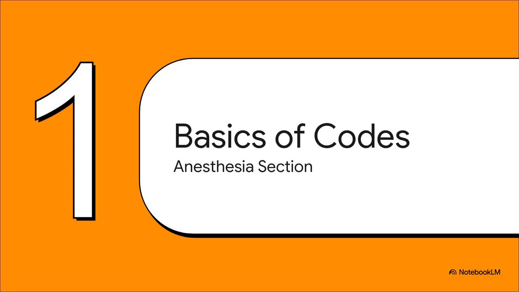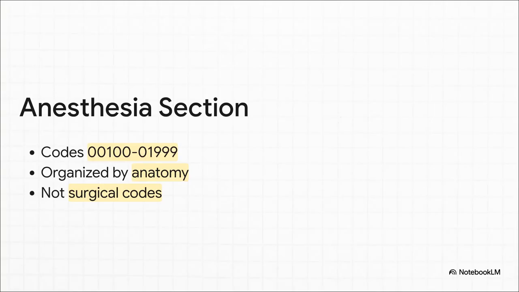Starting things off with Section 1, Basics of Anesthesia Codes, understanding exactly how the CPT manual structures these is our very first step. So the anesthesia section covers codes 00100 through 01999. Now you might be wondering how they're organized. Well, here is a massive trap on the CPC exam. Unlike surgical codes, anesthesia codes are actually organized primarily by anatomical region. Right? So whether it's the head, neck, thorax, spine, or extremities, you look up the code based on the body part being operated on, not the actual surgical procedure. Seriously, never report the surgical CPT code for an anesthesia service. Total game changer to keep in mind.